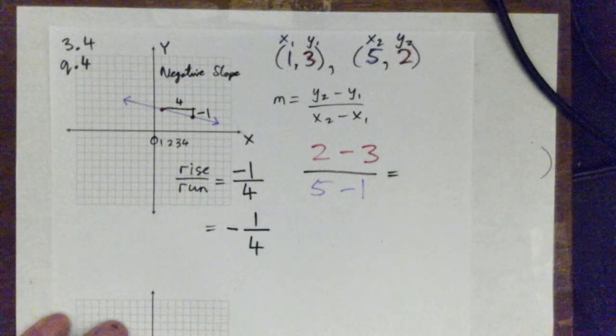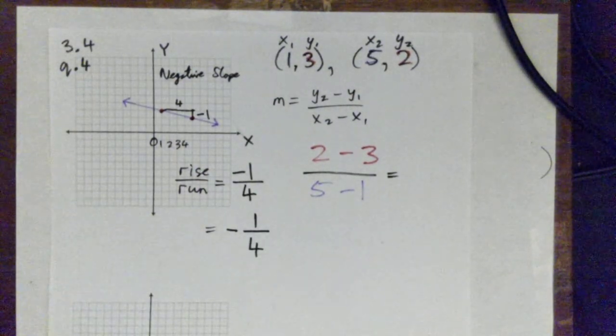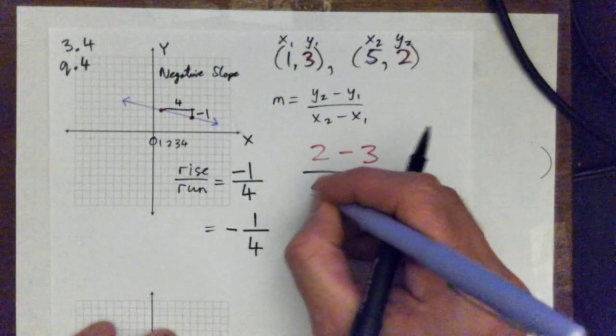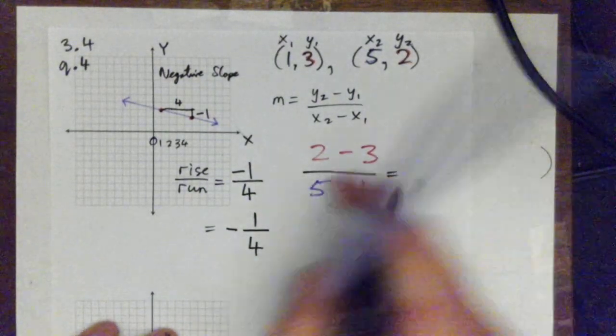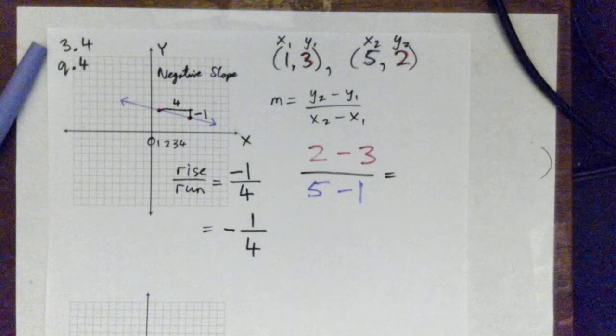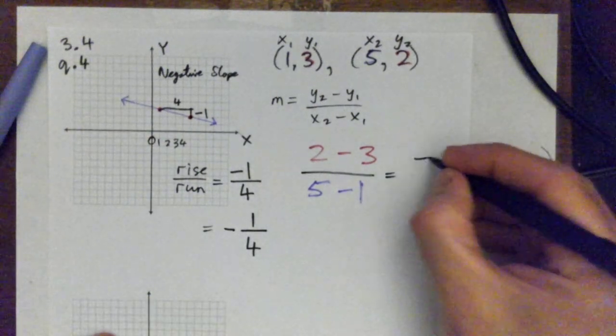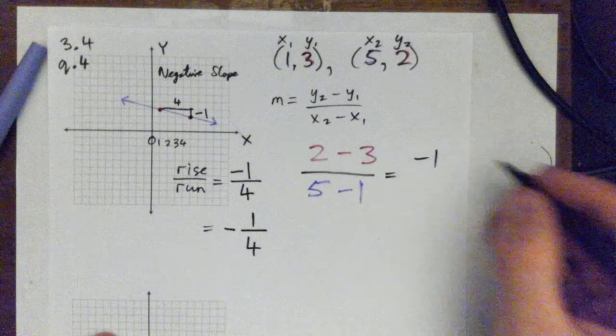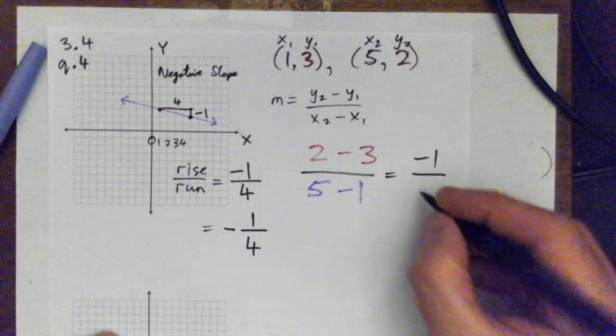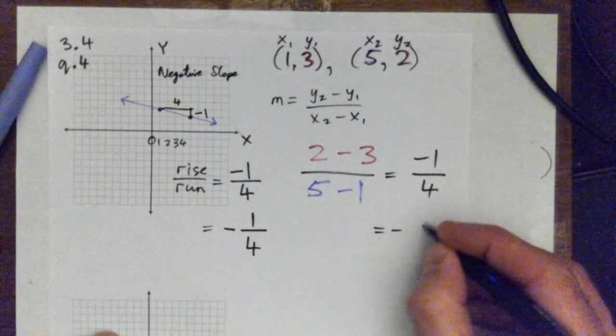And calculate that. Take your time. 2 minus 3 over 5 minus 1. Take your time. Write it down. Negative 1. Good. $2 subtract 3, I'm in debt by $1. 5 minus 1 is 4. Negative 1/4. Same thing. Right?